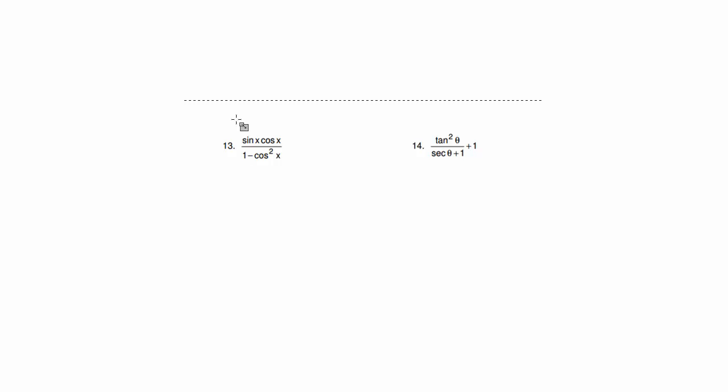Okay, and then we're down to the last two finally, so that's good. Before we start number 13, what I'm going to use is one of my Pythagorean identities here. The one I'm going to use is that sine squared x plus cosine squared x equals 1. If I rearrange this and subtract cosine squared from both sides, what I'm going to get from that is that sine squared x is equal to 1 minus cosine squared x.